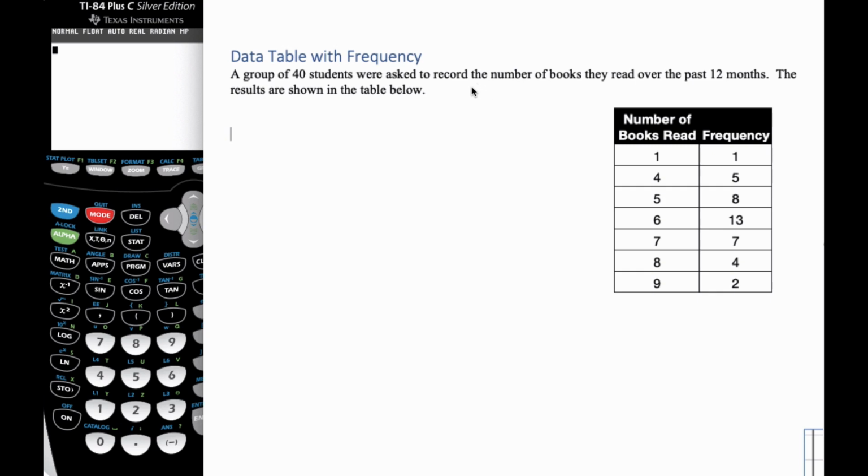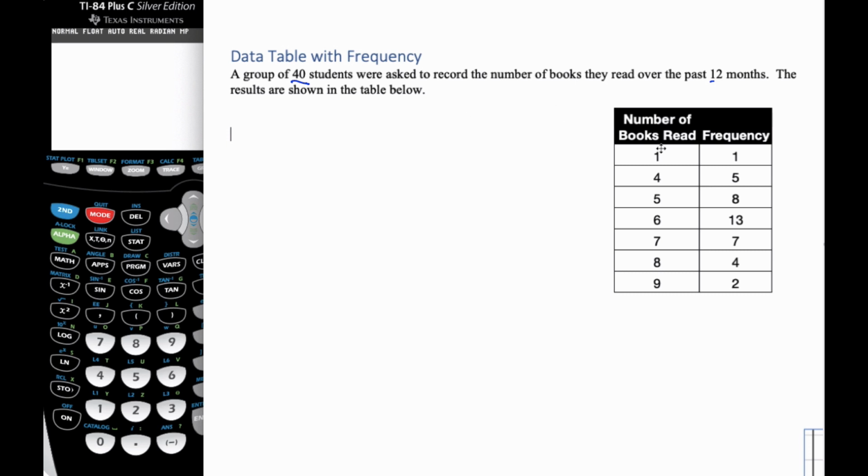All right, it's Mr. Rops here, and we're going to talk about data tables with frequency, and we're going to do our 5-number summary and make a box and whisker plot to see what we can see. So if we read this problem, it says a group of 40 students were asked to record the number of books they read over the past 12 months. Results are shown in the table below.